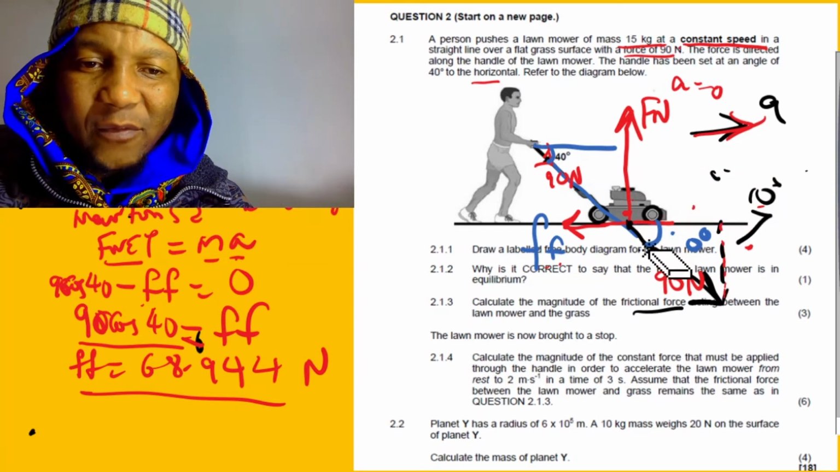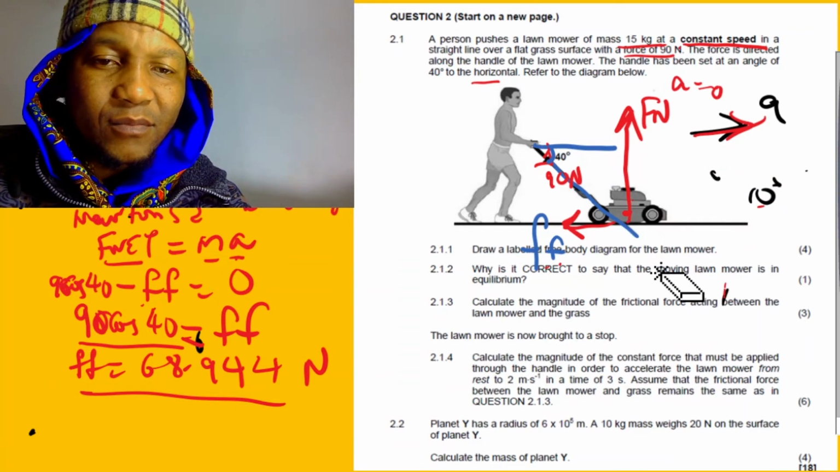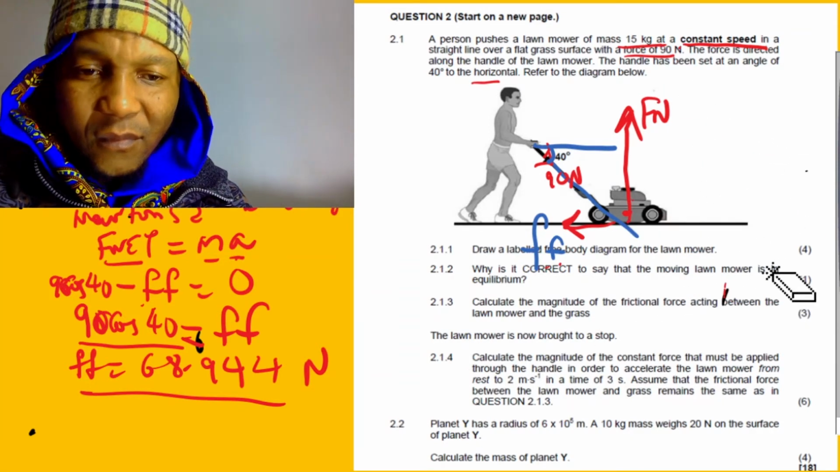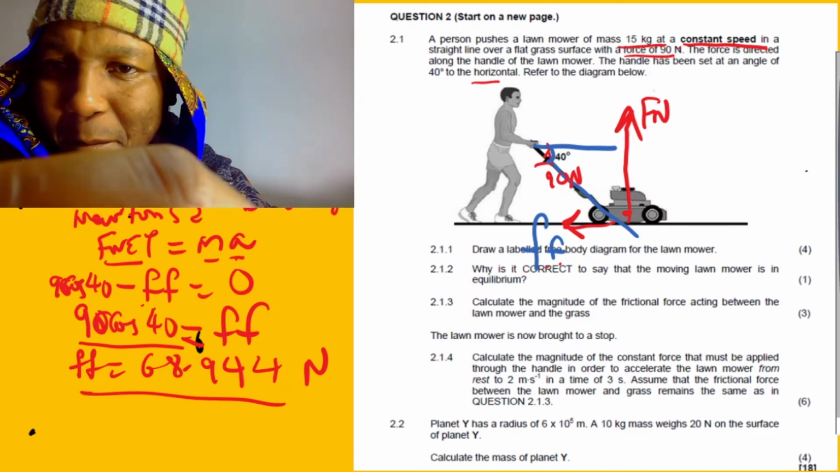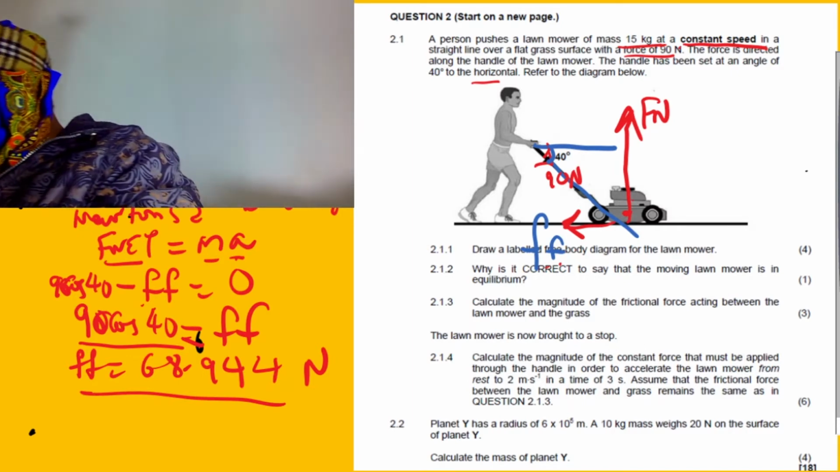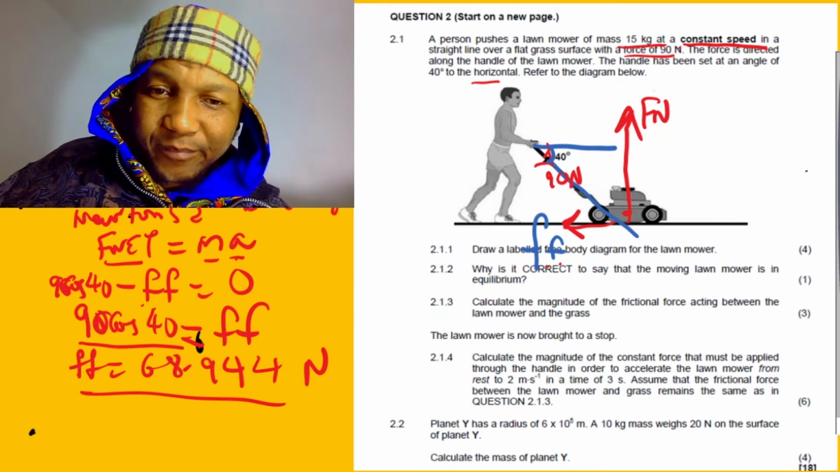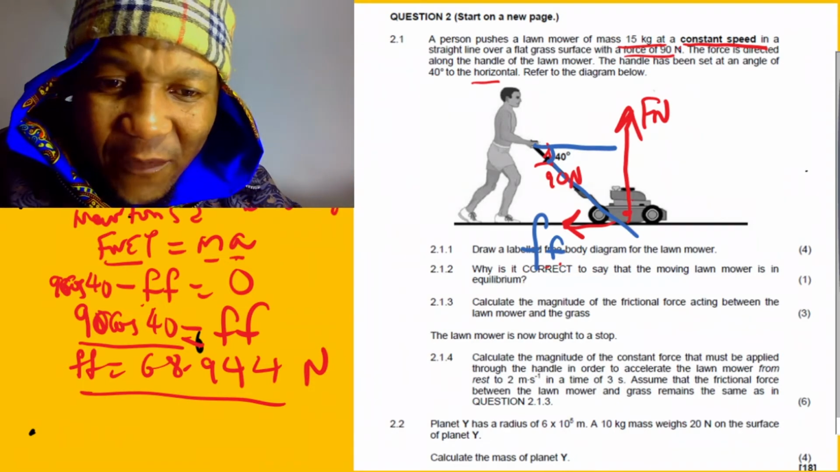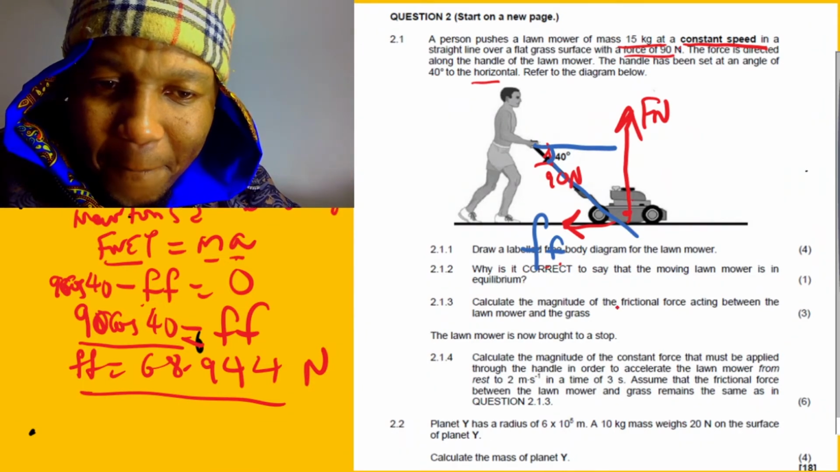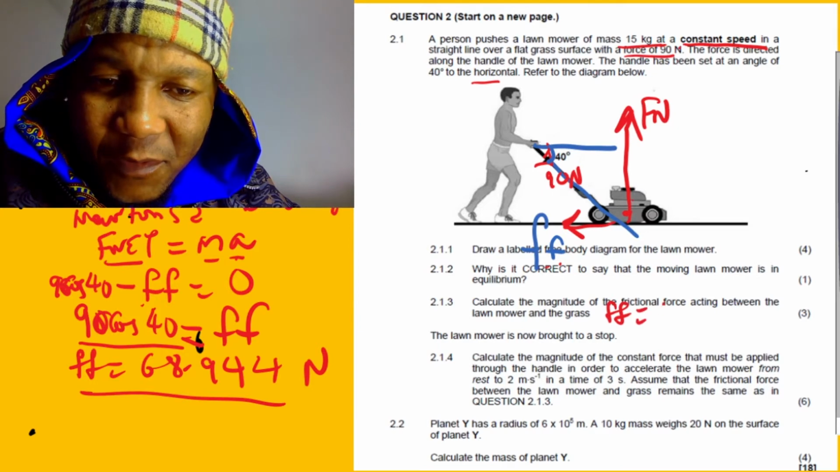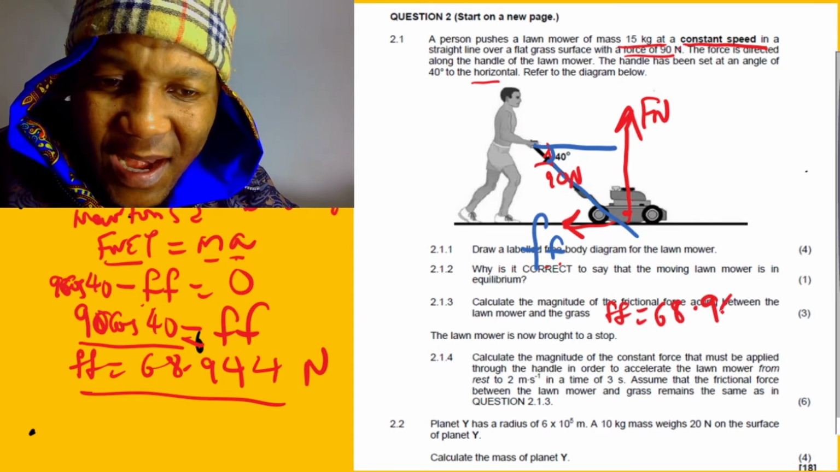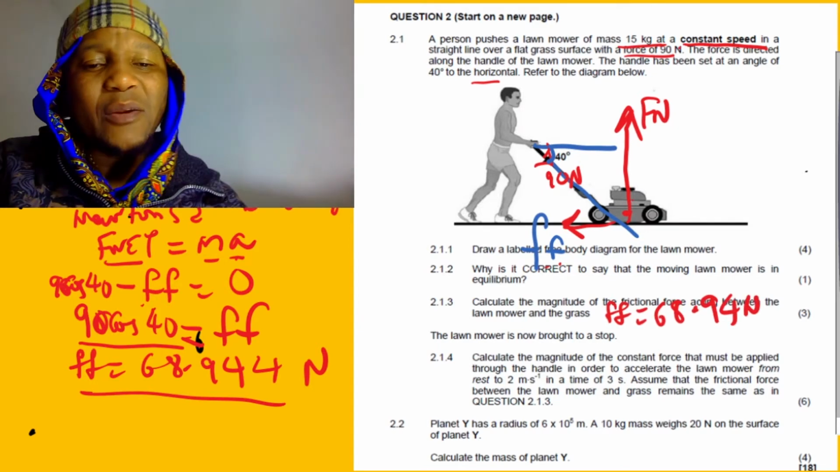Okay, so now for here, friction force, for the 2.13 friction force equals 68.94 Newton. Now let's go for the next one.